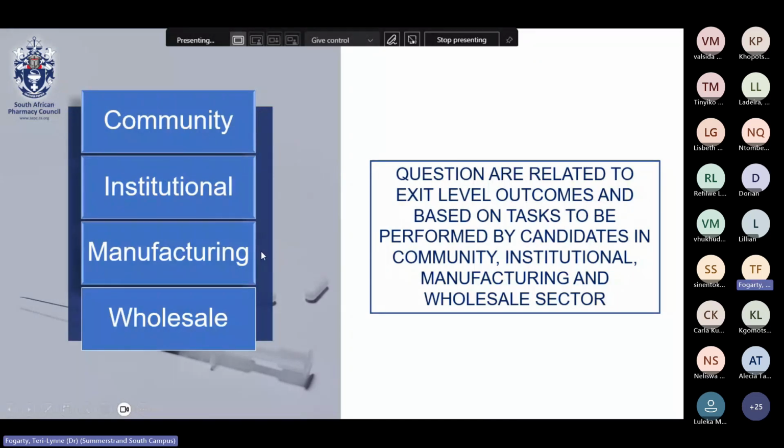So the exam is also assessing a generalist assistant, okay? Particularly for those of you that are doing the occupational certificate, we are training generalists. That means that you are able to work in any one of 4 sectors: community, institutional, manufacturing, or wholesale pharmacy. And so the questions in the exam are related to exit level outcomes that are based on tasks to be performed by candidates in one of those 4 sectors.